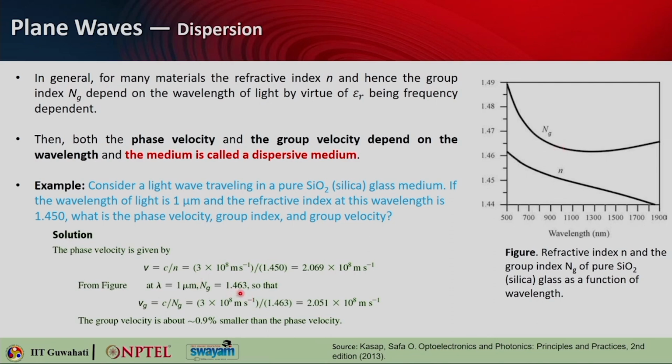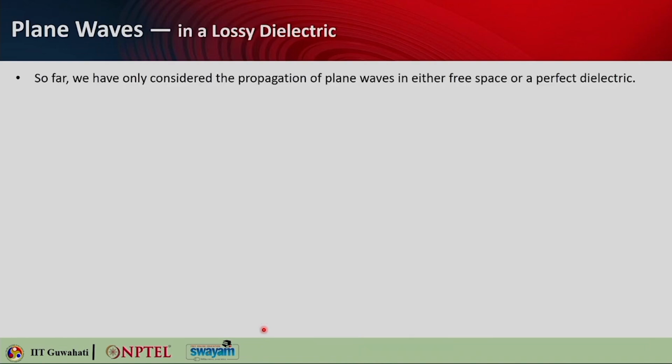Once you know Ng, that is your group index, you can find out the group velocity Vg, that is C over Ng. C you already know, you put the value of Ng, and you can find out the group velocity. If you compare these two, you will see that the group velocity is roughly 0.9 times the phase velocity, and that is usually the case. So this is the case of normal dispersion.